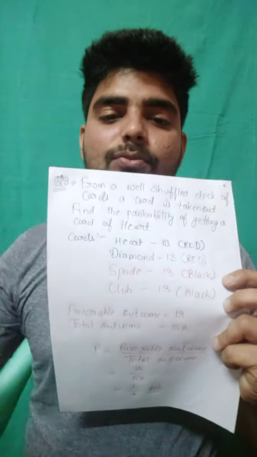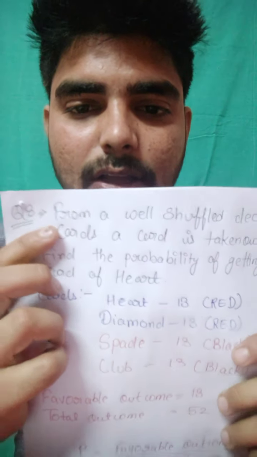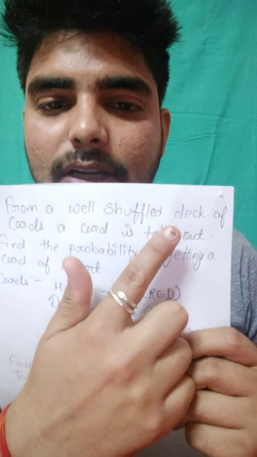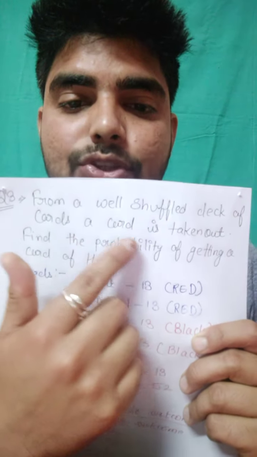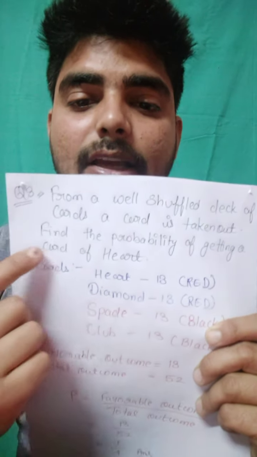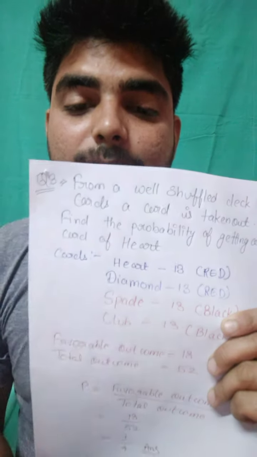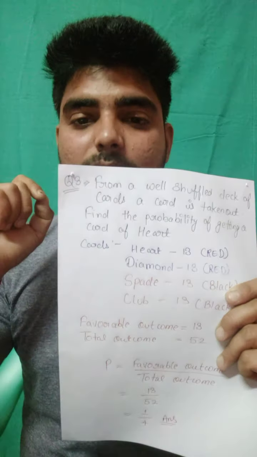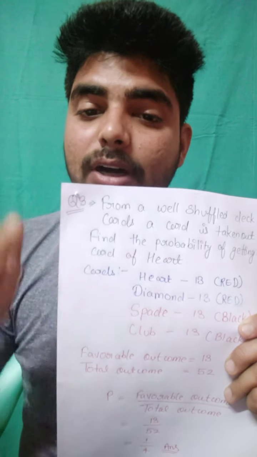Let's move ahead with another question. The question is, from a well shuffled deck of cards, a card is drawn out, then find the probability of getting a heart card. It means while taking out a card from the deck, what is the probability that the card we have picked out is a card of heart?